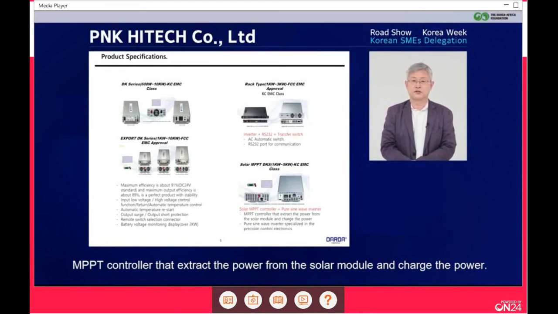MPPT controller that extracts the power from the solar module and charges the power. Pure sine wave inverter specialized in the precision control electronics.